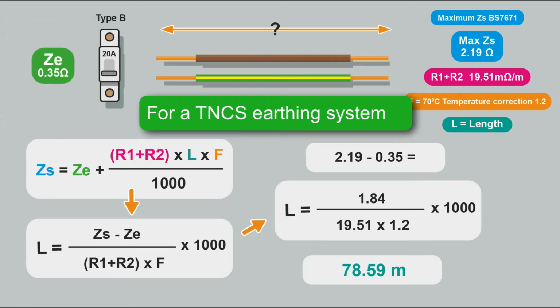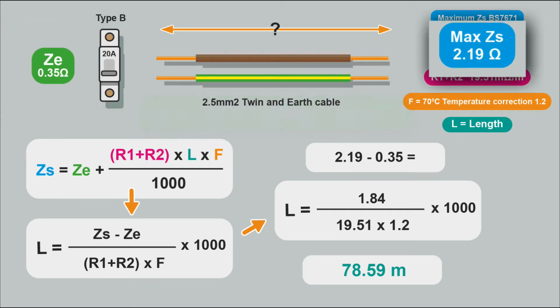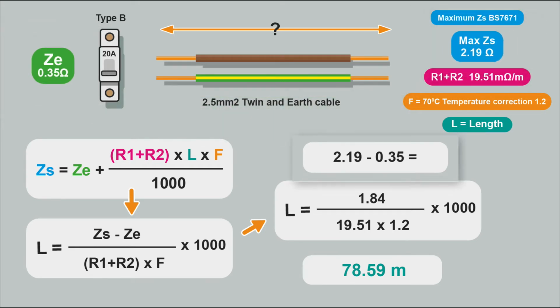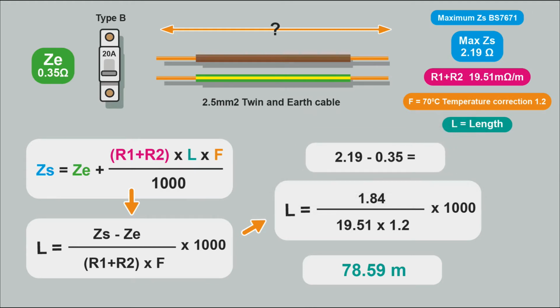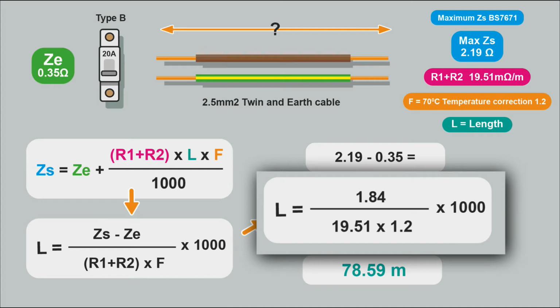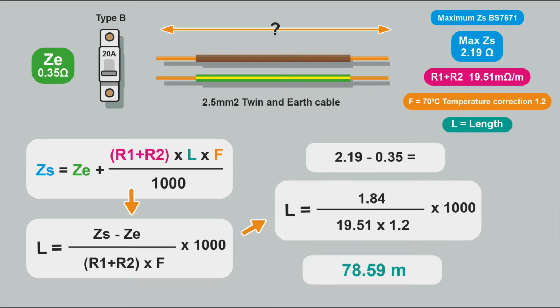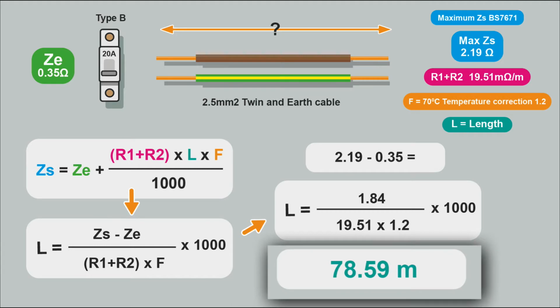So the ZE is 0.35, the ZS is 2.19. So we take away the ZE from the ZS, and that gives us 1.84. And then the R1 plus R2 value, which is 19.51 milliohms per metre, that's in the On-Site Guide. We need to times that by 1.2 to raise that to maximum operating temperature. We times that by 1,000 to get the milliohms per metre into metres, and we get a length of 78.59 metres.